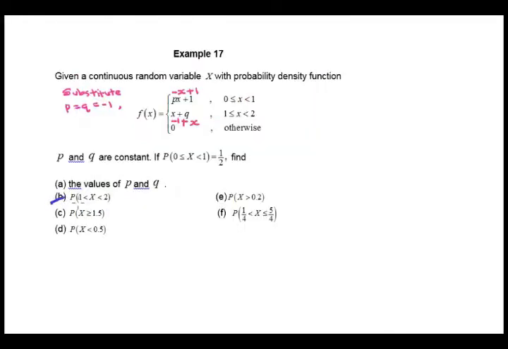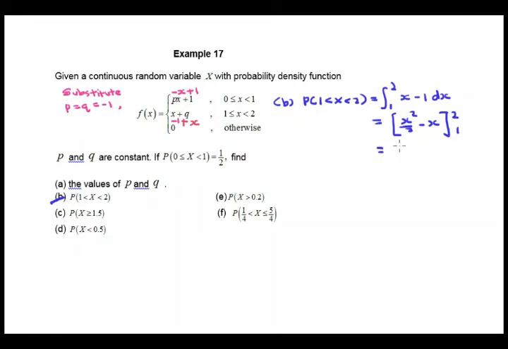(b) Find the probability of x between 1 and 2. It is equal to the integral from 1 to 2 of negative 1 plus x, or x minus 1, dx. Integrate x is x squared over 2. Integrate 1 is x.